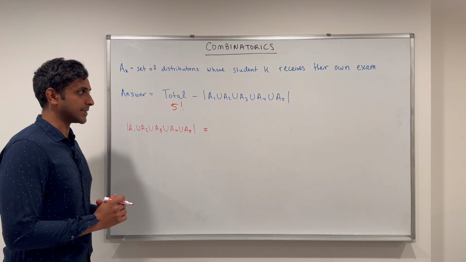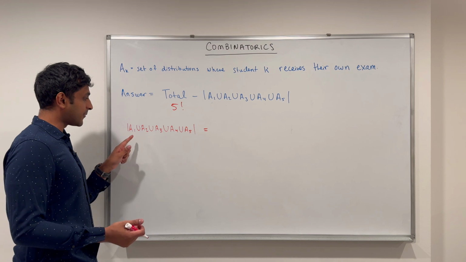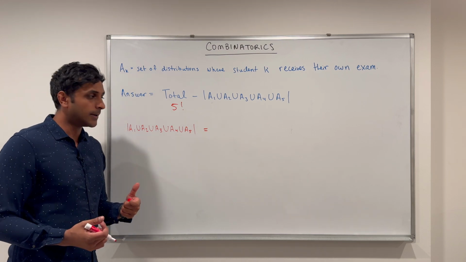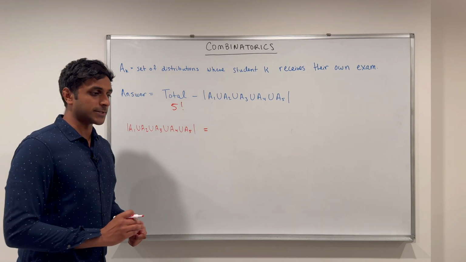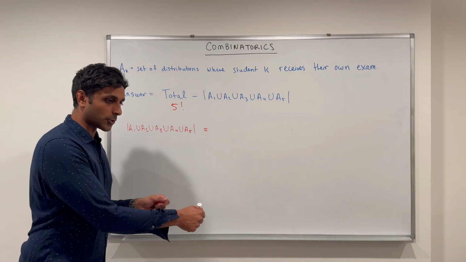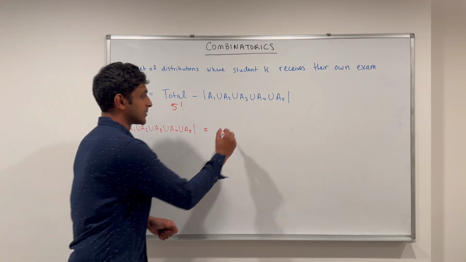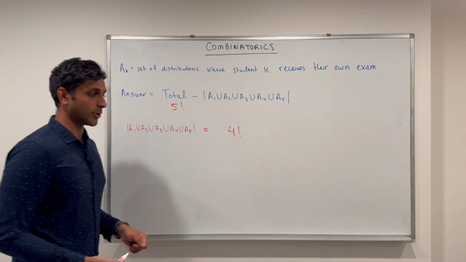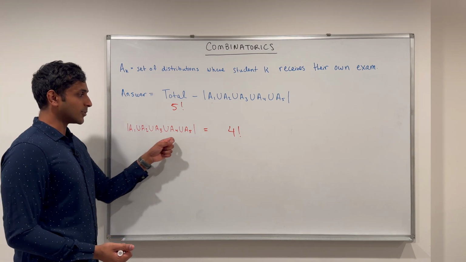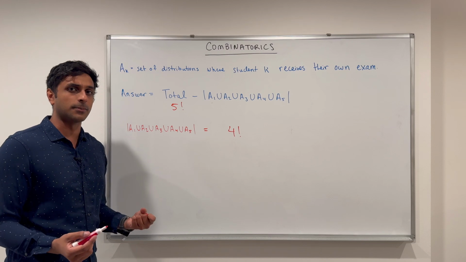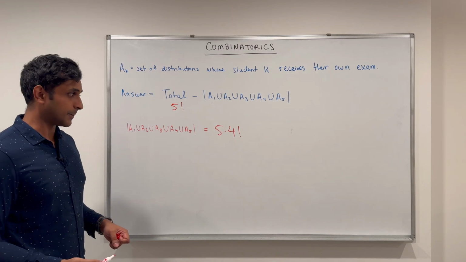Okay, great, that's easy. This other one, we can use the principle of inclusion-exclusion. So we need to find the size of A1. How many distributions are possible such that student 1 receives their own exam? Well, if you give student 1 their own exam, there's 4 factorial ways of giving out the remaining exams. So that is going to have 4 factorial distributions in it. And by the way, by symmetry, A2, A3, A4, and A5 should all have the same number of distributions in it. So we can just say 5 times 4 factorial.